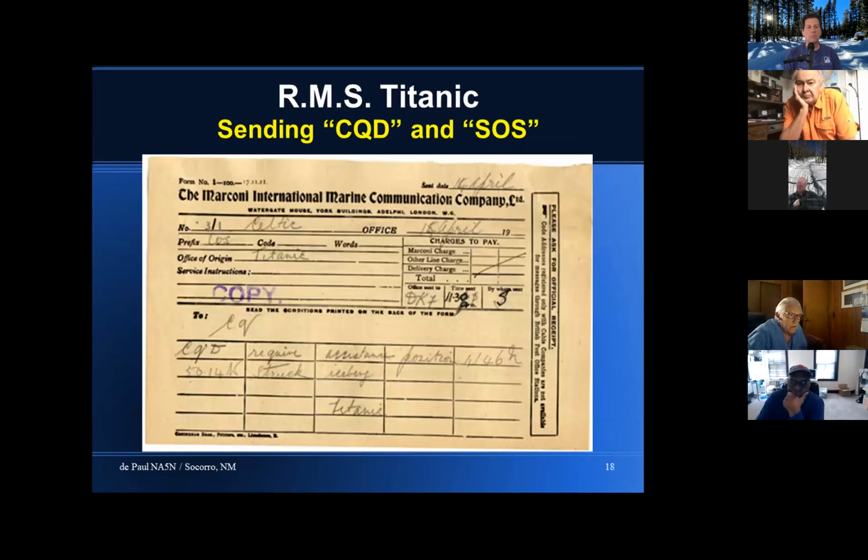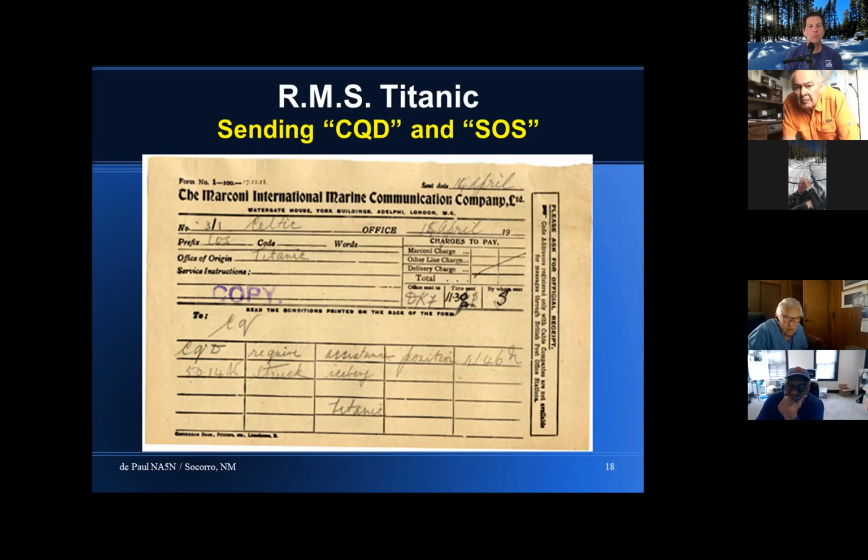Here is one of the communications that we saw. You'll notice that they have used both SOS and CQD as the call sign. Again, this was the slide that was received. They used both the CQD and the old SOS, and it was received on the merchant ship Celtic.